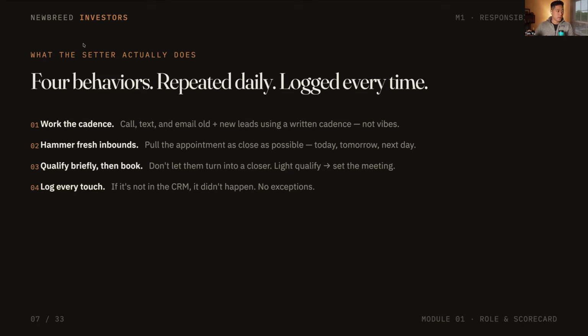So hammer the fresh inbounds, right? So if inbound leads come in or people respond to your messages or emails, this is the most aggressive part of the sequence here, where you are trying to book an appointment as close to today as possible. Because even if you reach them within 5 minutes, the speed to lead stuff, if you book an appointment for next week, that person most likely will forget about you. The goal is to book the appointment same day, next day, or whatever, because the longer it takes for you to get to that call, the less motivated and the less they're going to remember.